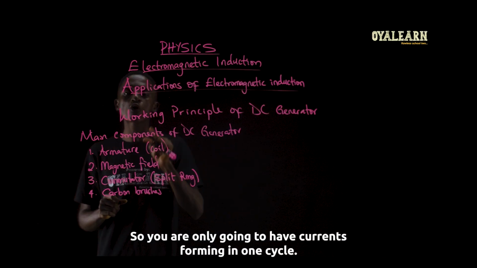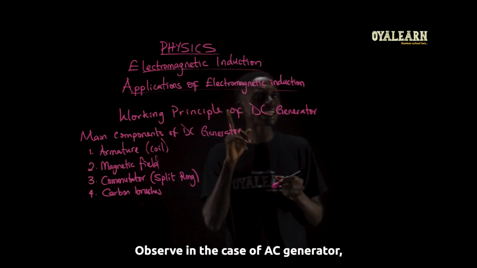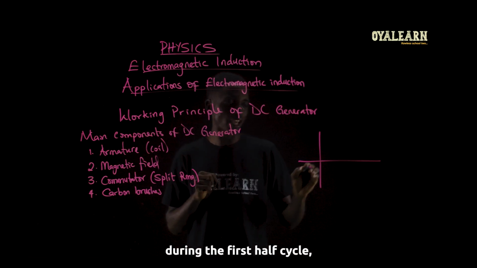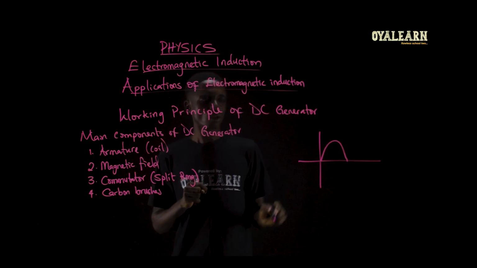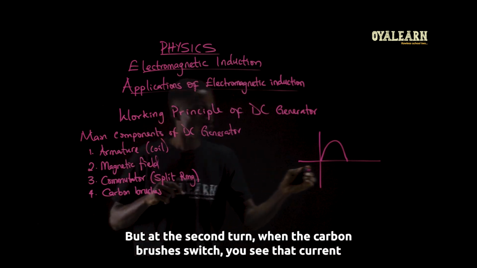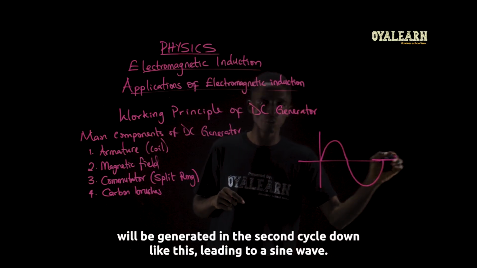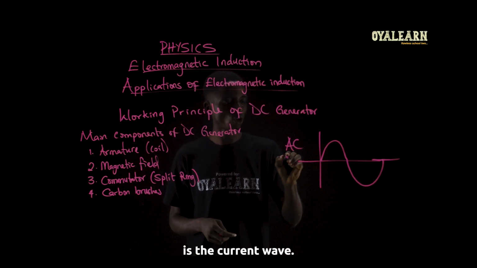So you are only going to have current forming in one cycle. Now this is it. Observe, in the case of AC generator, during the first half cycle, you are going to see current generated in the positive side like this. But at the second turn, when the carbon brushes switch, you see that current will be generated in the second half cycle down like this, leading to a sine wave. The current you are seeing there is a sine wave. This is for AC current wave.